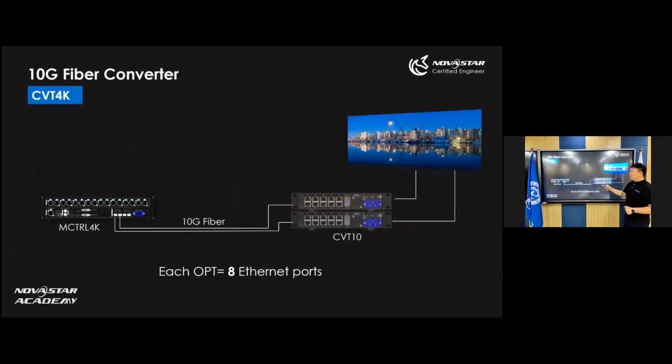And here is the CVT4K working together with the CVT10. As you can see here, even though the CVT4K has 10 output ports, if it is used together with MCTRL4K, we need at least 2 pieces of it, right? So at that time, each CVT10 will transmit 8 output ports, similar to the CVT4K. So here, the 1 to 8 will correspond to the 1 to 8. This 1 to 8 will correspond to the 9 to 16. It will be like this.